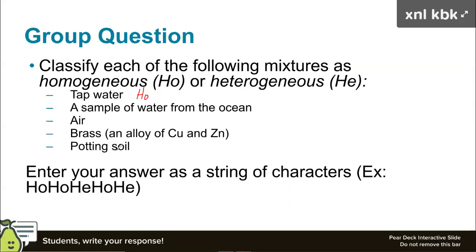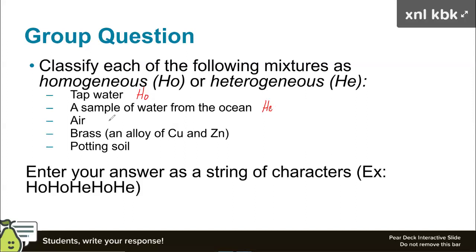A sample of ocean water. You might be tempted to say the same thing here, but you have to remember when you go to the ocean, take a scoop out of it, you're probably going to get sand in there. You're probably going to get some seaweed or algae. You're going to get other things besides the water itself. And those other things you should be able to pick out and they definitely do not appear uniform. So that's why it would be heterogeneous.